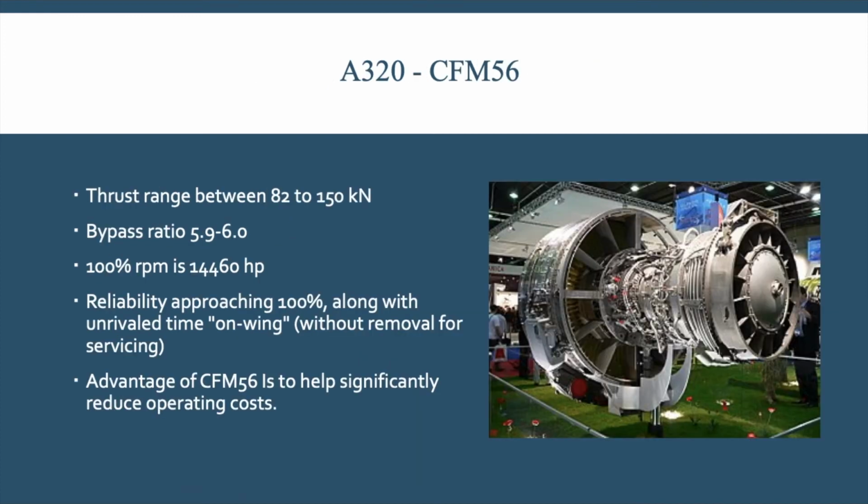Okay, A320 CFM56. The thrust range is between 82 to 150 kN. Its bypass ratio is 5.9 to 6.6. 100% RPM is 40,460 horsepower. The reliability is approaching 100%, along with unrivaled time on wing without removal for servicing. The advantage of the CFM56 is that it helps significantly reduce operating costs.